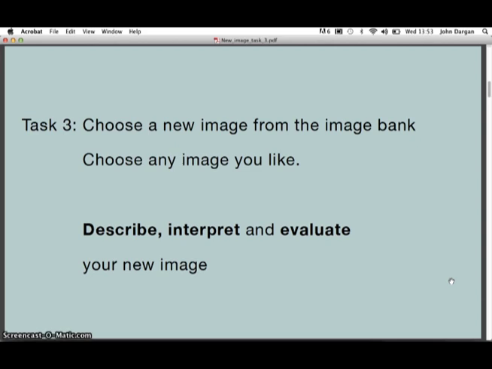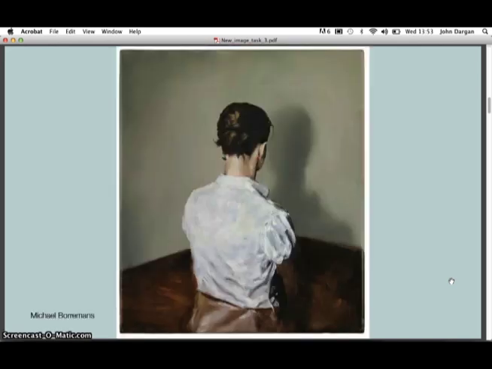So for task 3, you're choosing the new image, and it can be any image you like, and you have to do all 3 of these things: describe, interpret and evaluate that new image. And the thinking behind choosing 2 images is that maybe the first image you chose wasn't particularly exciting enough for you, or what we're aiming for, I guess, at the end of this is for you to be better prepared at comparing images. So if you choose a second image, you can start to think about that in relation to the first image that you chose.